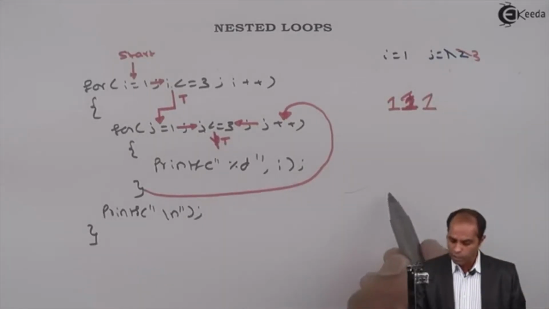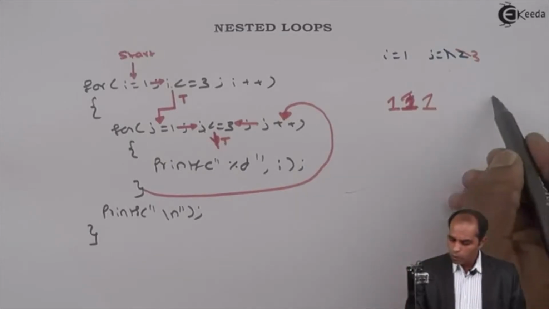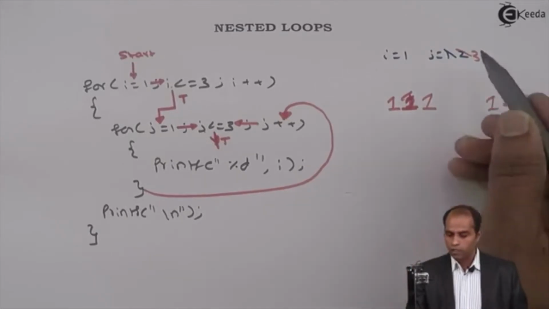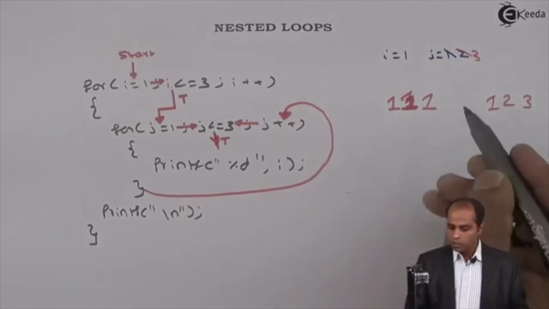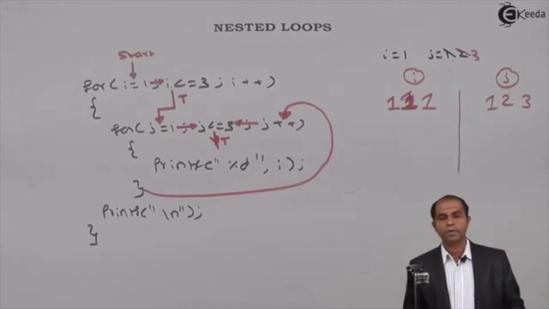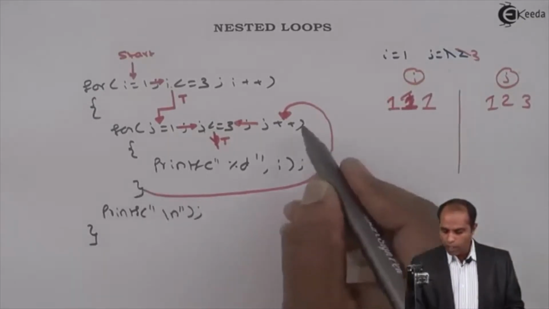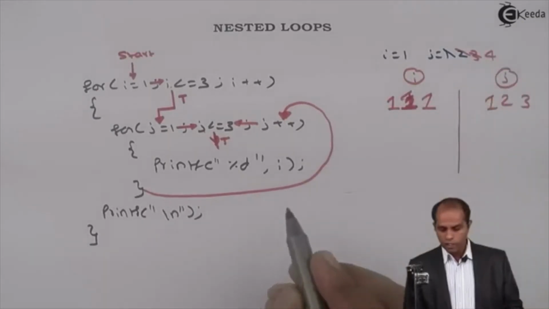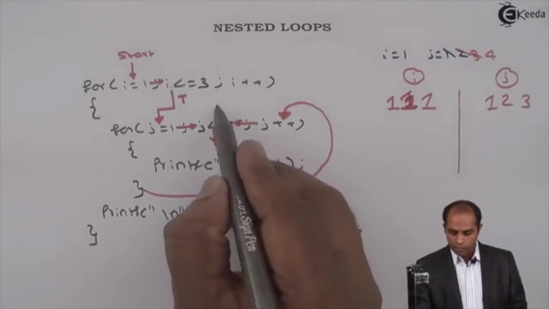If j had been used, then probably the output would have been 1, 2, 3, because j is changing from 1 to 3. This is when j is supposed to be printed and this is when i is supposed to be printed. So now go back, j becomes 4. When j is 4, automatically the loop terminates. This is false.